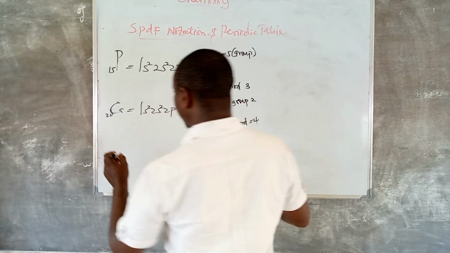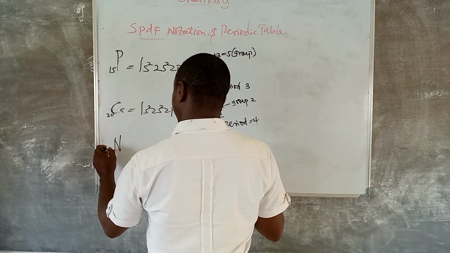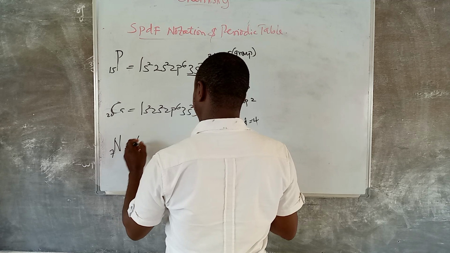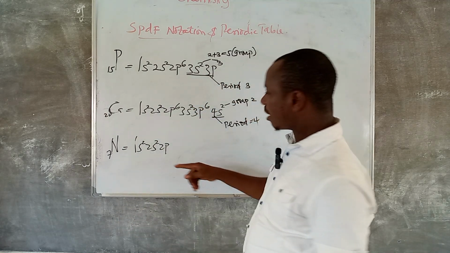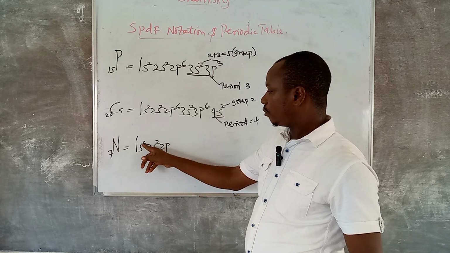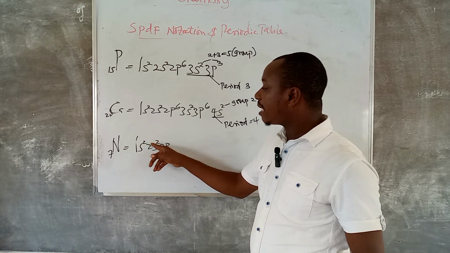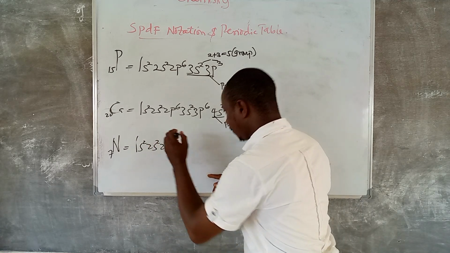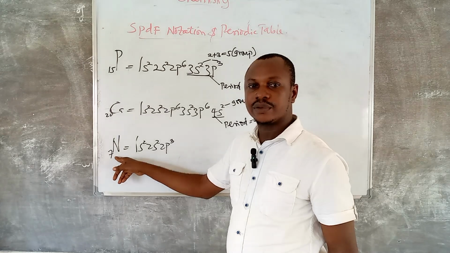Further example, consider that of nitrogen, 7: 1s2, 2s2, 2p3. 2 plus 2 is 4. How many are remaining now? 3. That is 7. If you add all these, it will give you 7.